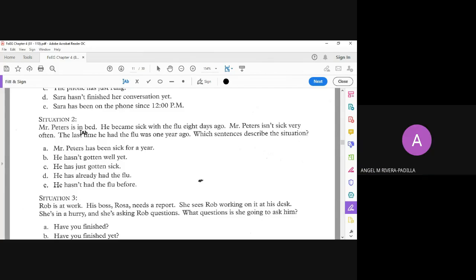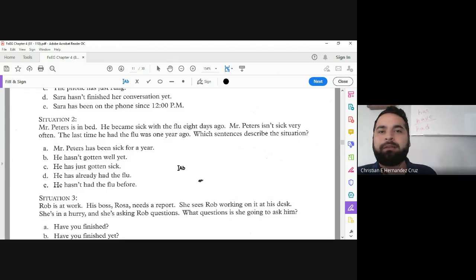B. B, he hasn't gotten well yet. Let's see. He is in bed. He became sick with the flu. He isn't sick very often. It doesn't say he got better, so I am inclined to agree with you. He has not gotten well yet.